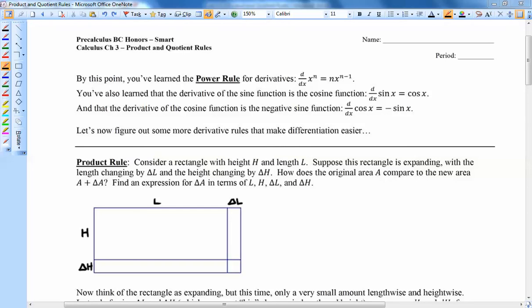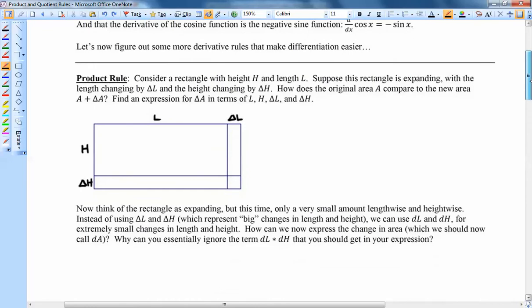All right, so let's look at the product rule in this video. We're going to derive it, not really formally, just using some geometry and a little intuition, and then we'll do an example with it. So here's the way it works.